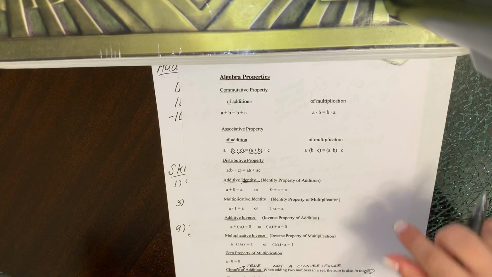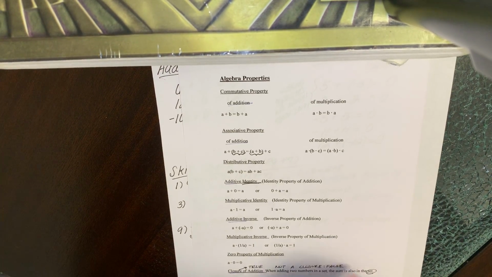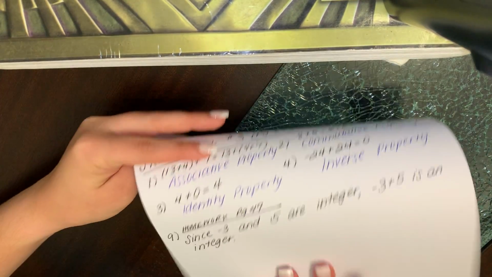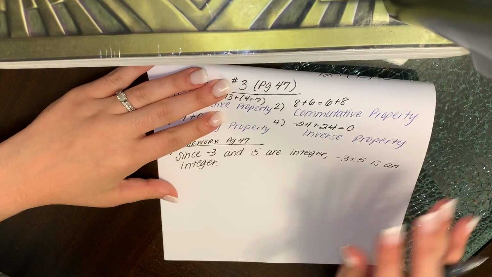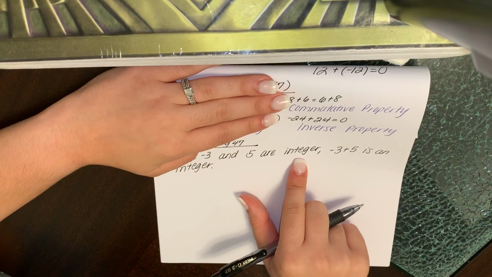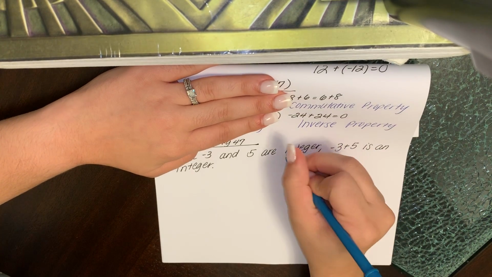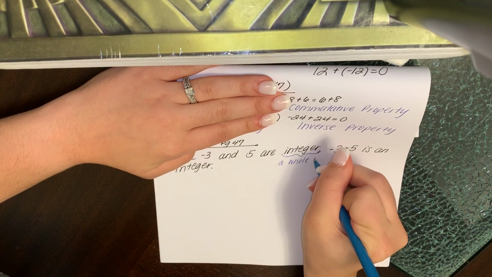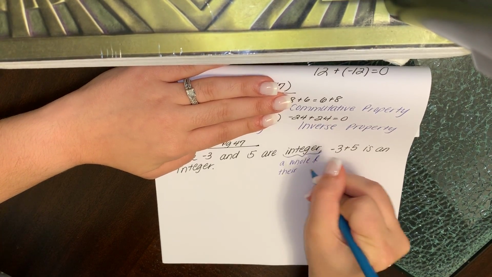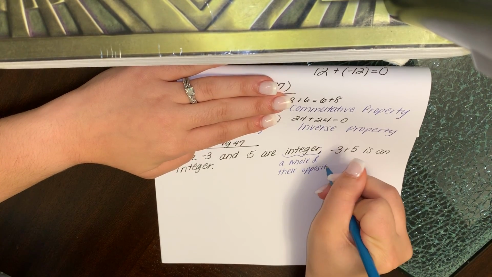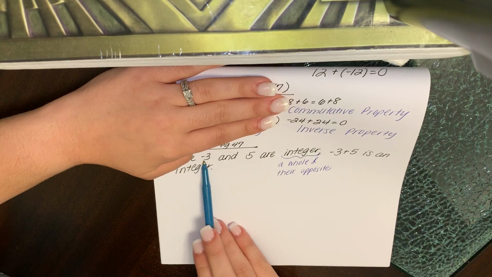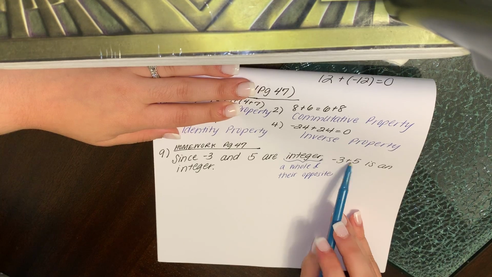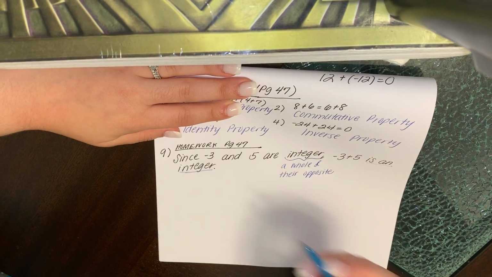So let's kind of go over what a closure is a little bit more in detail, okay? So I'm going to kind of fold this up for a moment. But as you can see here, we have -3 and 5. They tell you that these are integers. You do really need to know what an integer is, but an integer is just a whole number and their opposites. In other words, it can be a positive whole number or a negative whole number. And both of these so far are positive and negative whole numbers. So in other words, when I add them, is my answer still an integer?